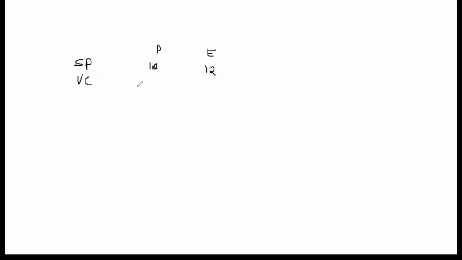for P is 5, then for E is 10. Is it 10? Yes. Okay, so our contribution margin is the difference, which is 5 for P. This is 2 for E.